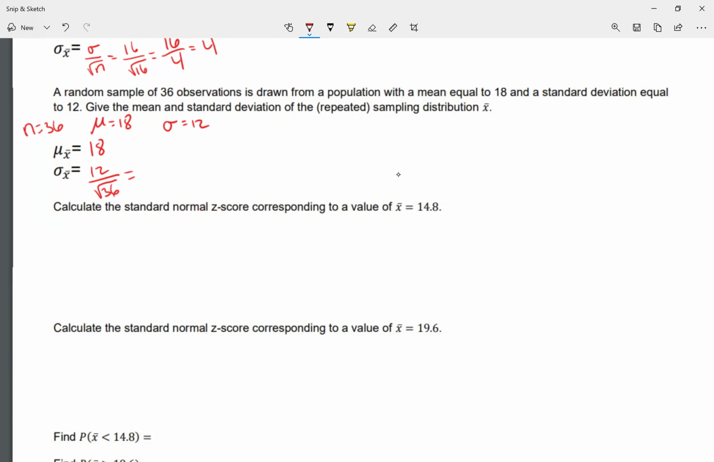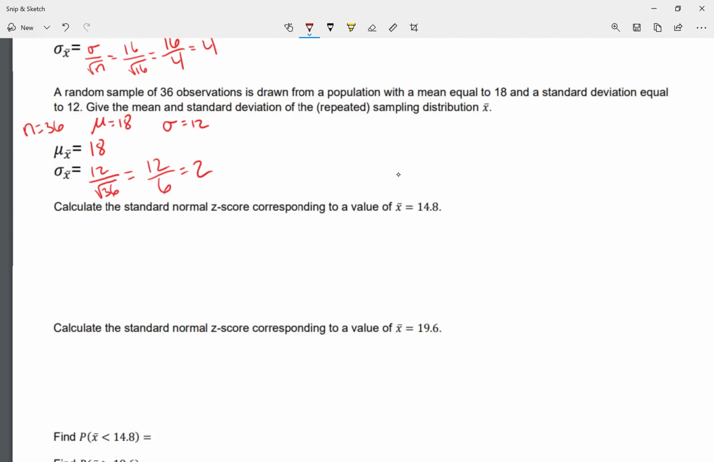Let me work the square root first. So I have 12 over 6, because the square root of 36 is 6. Now 12 divided by 6 is 2. So I'm going to have that the mean is 18. My standard deviation is 2.